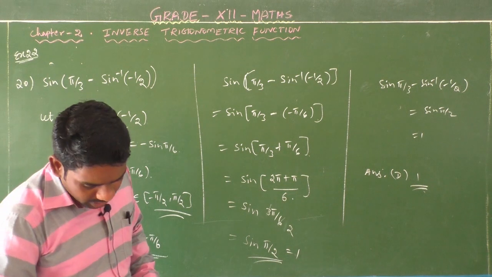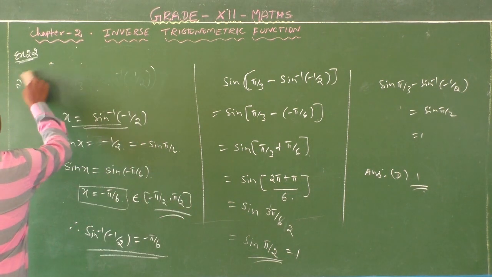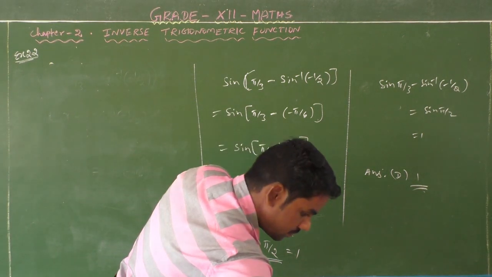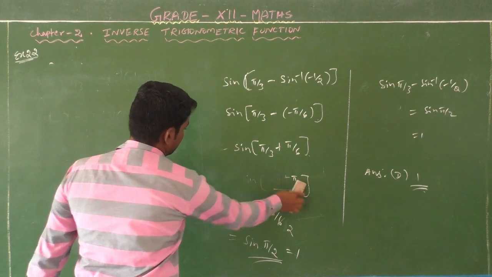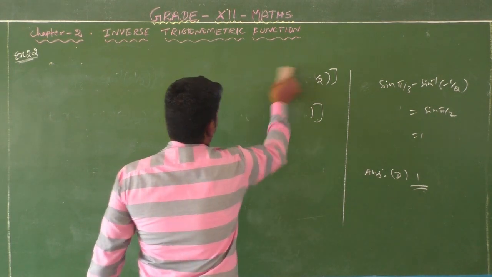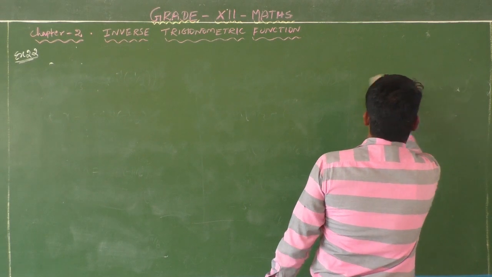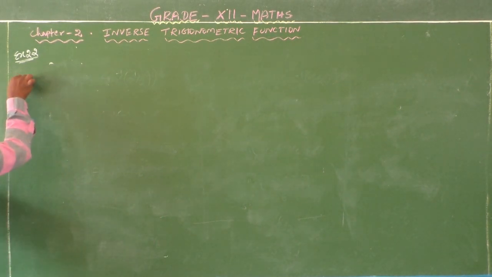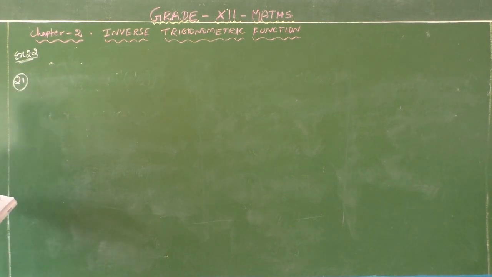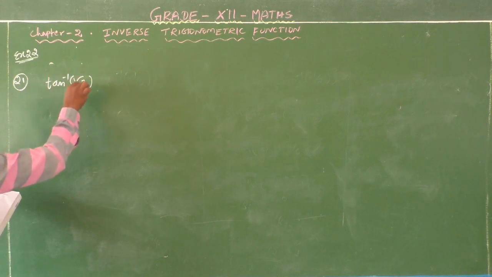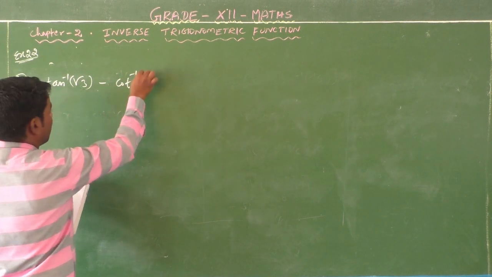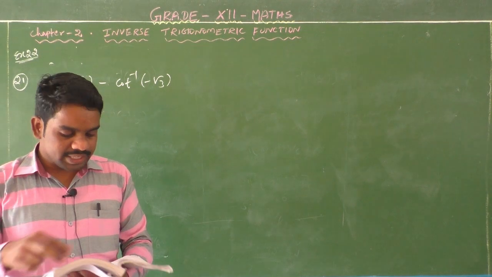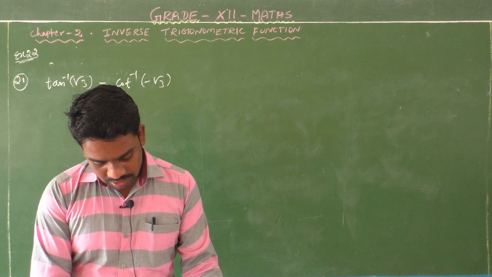Okay, right. Next, question number 21. Listen, given question number 21, this is the last question. Tan inverse of root 3 minus cot inverse of minus root 3 is equal to. Given options: A, pi; B, minus pi by 2; C, 0; D, 2 root 3.